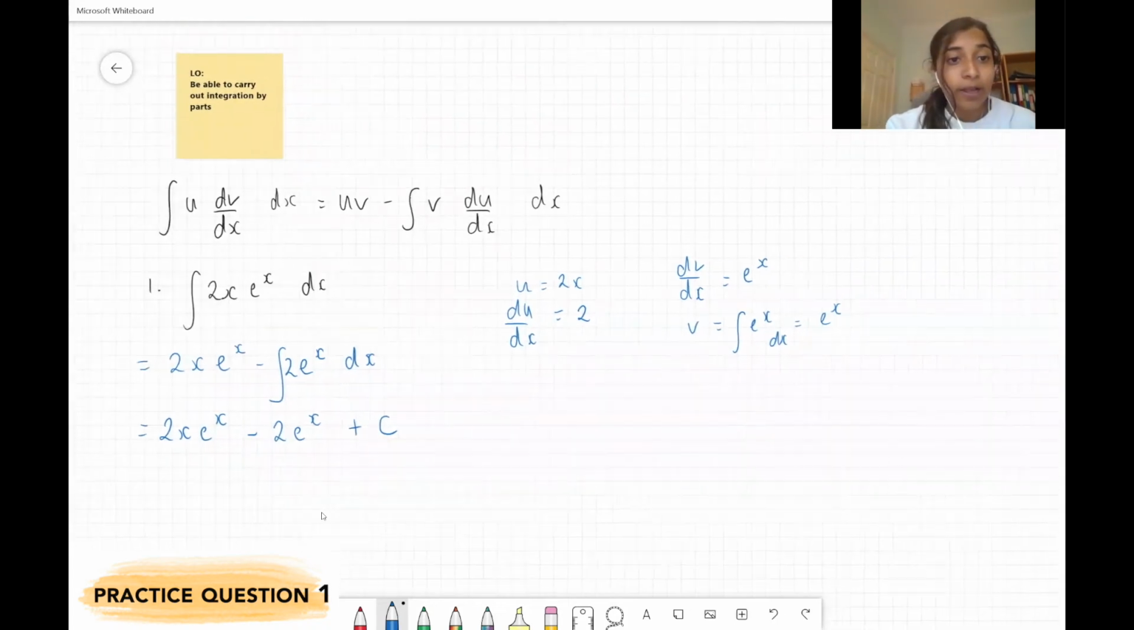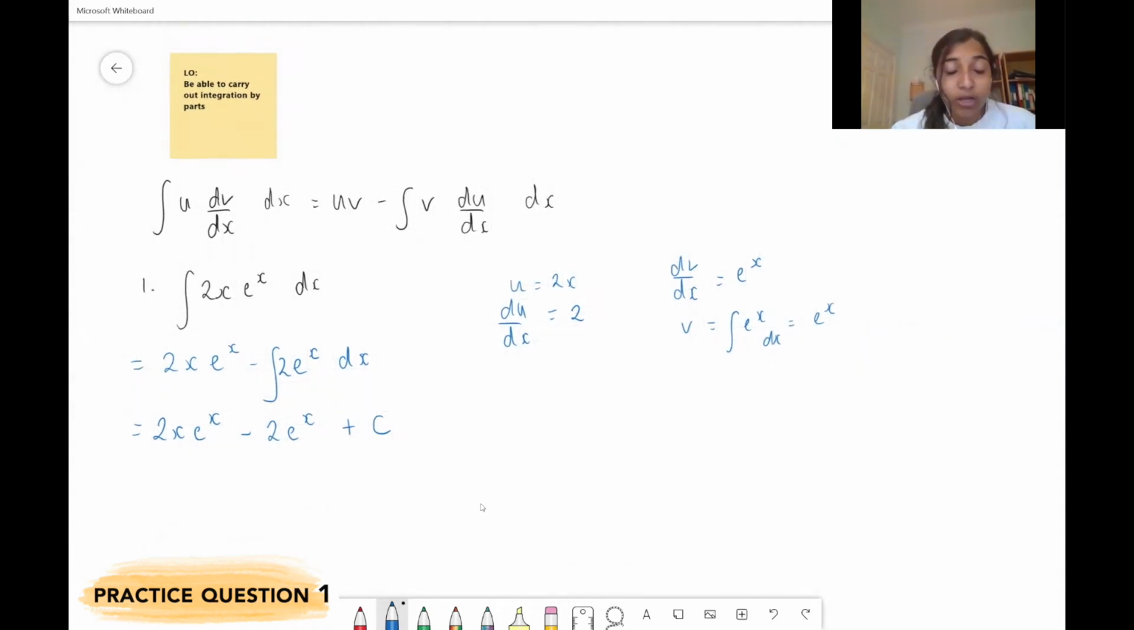So that's how you use integration by parts. You can apply integration by parts to find the integral of ln x, which is really handy. So let's try that out.